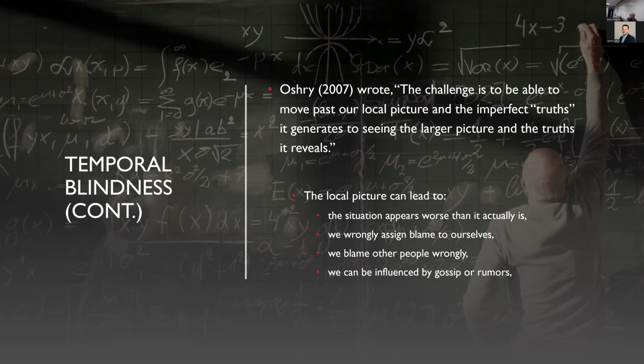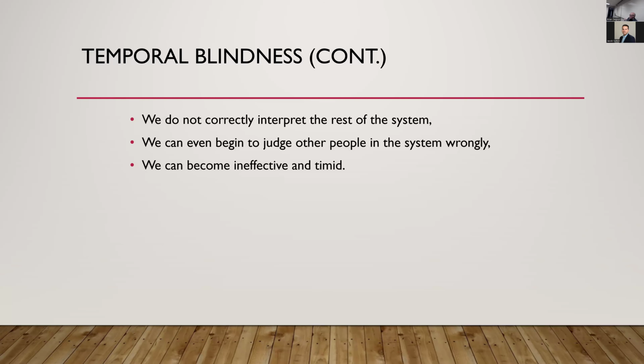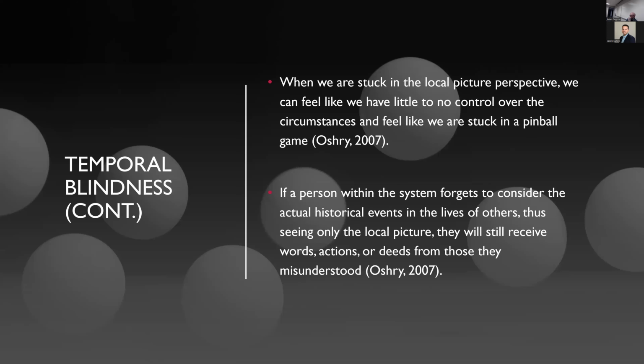The local picture, if it's based on falsehoods, can make the situation appear worse than it actually is. We might blame ourselves. We might assign guilt to other people. We might be influenced by gossip or rumors, when all it really takes is knowing the true story of that system. We may not correctly interpret the risk of that system. We might even judge people in that system wrongly, and we become ineffective and timid within that system. So there is a need for truth in systems.